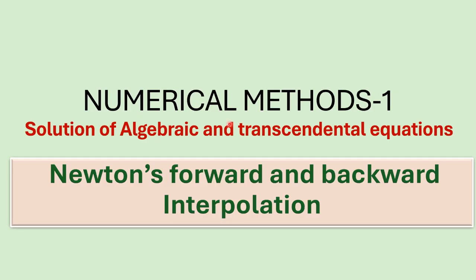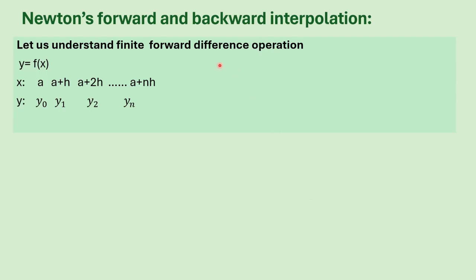Today's session is about Newton's forward and backward interpolation. Before understanding that, we have to understand what the forward difference operation is. Let's take y = f(x). The x values are a + h, a + 2h, a + nh, etc. Here we see the increase in the value of x in the forward direction.